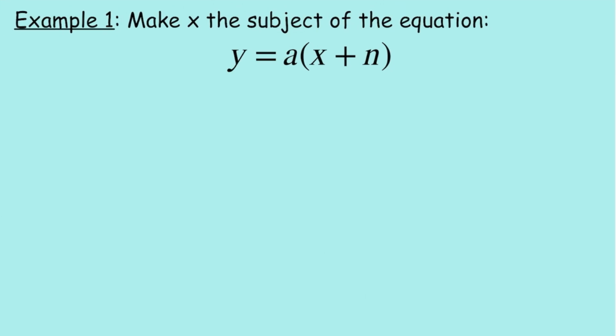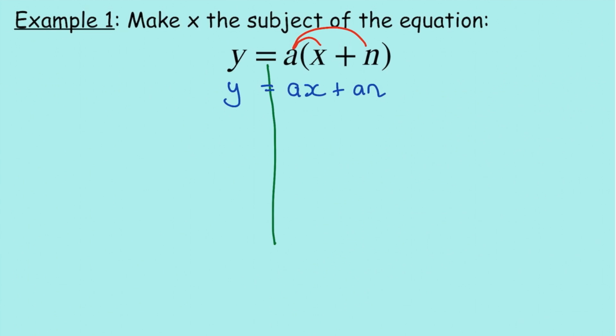In this case, again, we're going to just draw a line down the middle of the page. And let's look at this equation. Make x the subject of the equation. We've currently got x inside this bracket on the right, and then we've got y on the left. First thing I'm going to do here is expand the bracket. Remember, when we're expanding brackets, we're doing a multiplied by x, and then a multiplied by n. So we're going to write ax plus an.